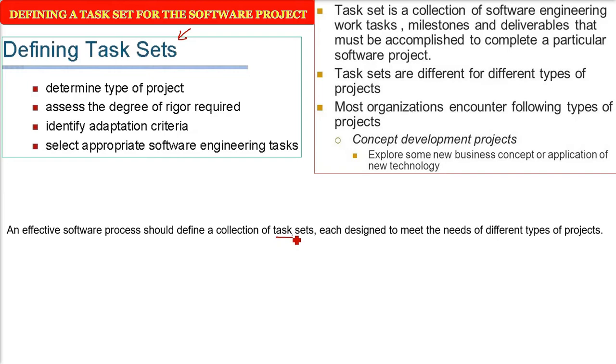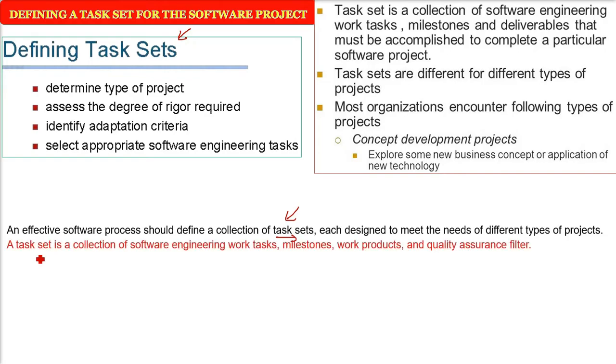Task sets means a set containing various tasks, each designed to meet the needs of different types of projects, because projects can be of different types. A task set is what? If I make a collection of certain tasks, that is called a task set. And this will consist of what? It will consist of the software engineering work tasks. That is, a task set will contain the different tasks, work to be done, and milestones. That is, when it will start, when it will end, what time, duration, etc.